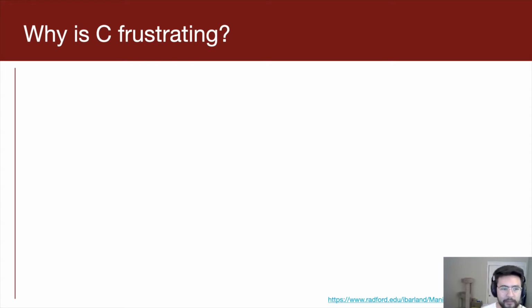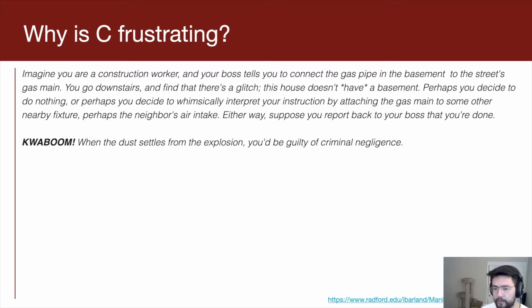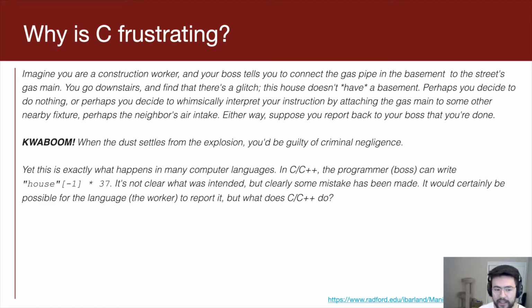So let's imagine a hypothetical scenario that has nothing to do with code. Let's imagine you're a construction worker, and your boss tells you to connect the gas pipe in the basement to the street's gas main. Okay, sounds reasonable. You go downstairs and you find that this house doesn't actually have a basement. So maybe you decide to do nothing, or maybe you decide to attach the gas main to some other nearby fixture, or maybe the neighbor's air intake, or you do something and then you report back to your boss that you're done. When the dust settles from the explosion, you'd be guilty of criminal negligence. Yet this is pretty much exactly what happens in C.